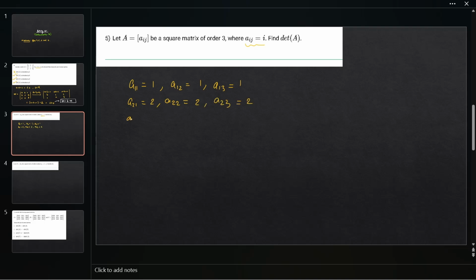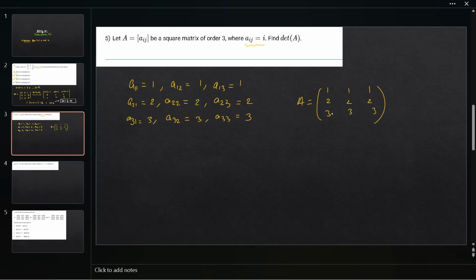And what about the elements of row 3? Obviously they're going to be all 3. So A31 is 3, A32 is 3 and A33 is 3. So we have the matrix with us, that is 1, 1, 1, 2, 2, 2, and 3, 3, 3.